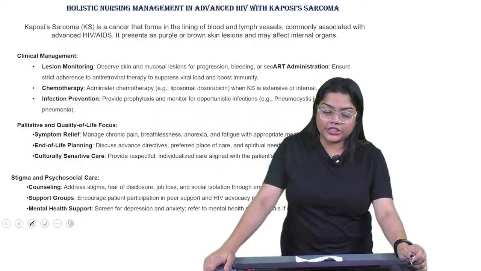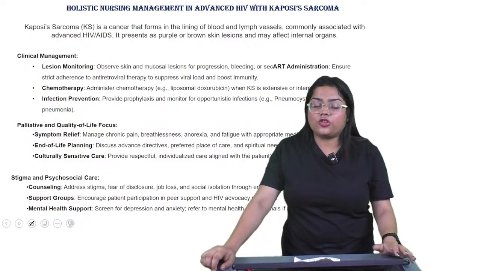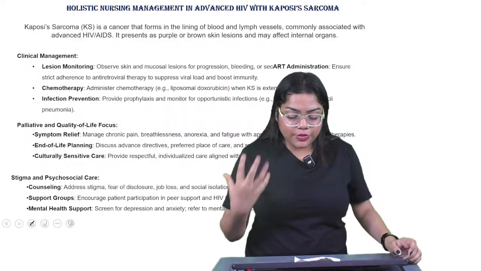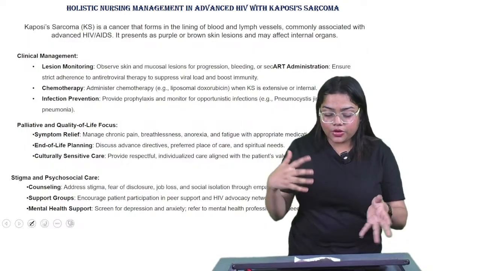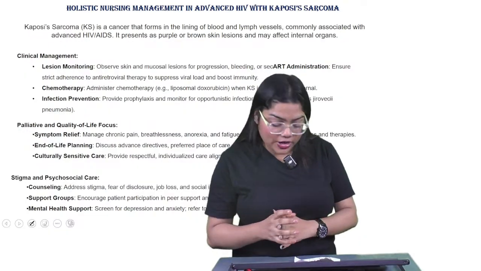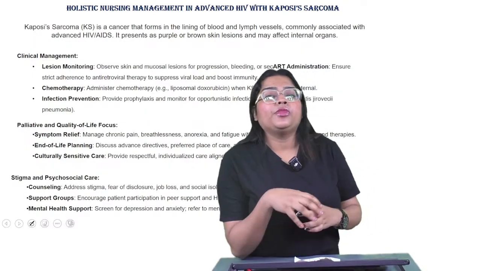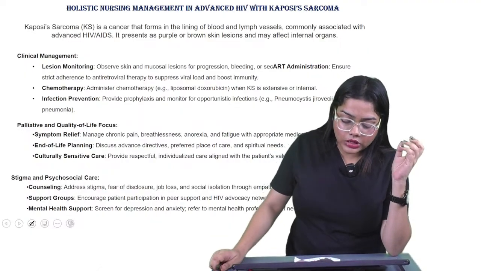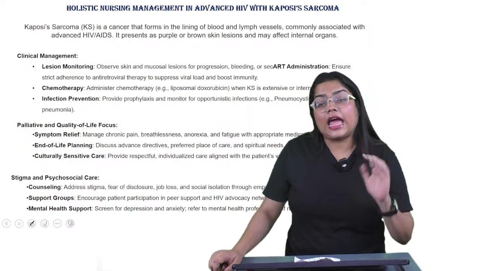So for the holistic management in advanced HIV and Kaposi's sarcoma, let's see what we can do as a nurse. First of all we have to know what is meant by HIV with Kaposi's sarcoma. Kaposi's sarcoma is a tumor that is associated with human herpesvirus 8 infection, and it is the most common AIDS defining illness. Okay, it is the most common AIDS defining illness. So Kaposi's sarcoma is a cancer that forms in the lining of the blood and lymph vessels.